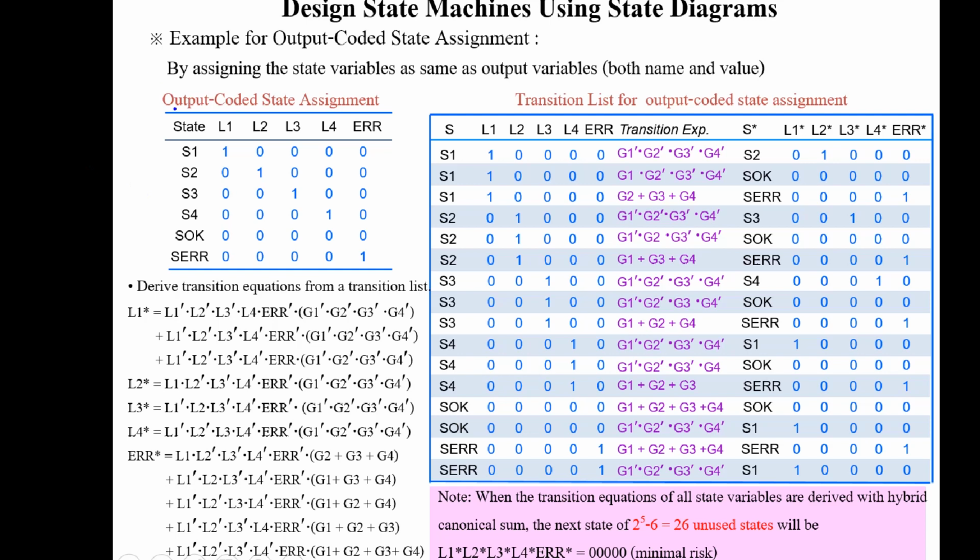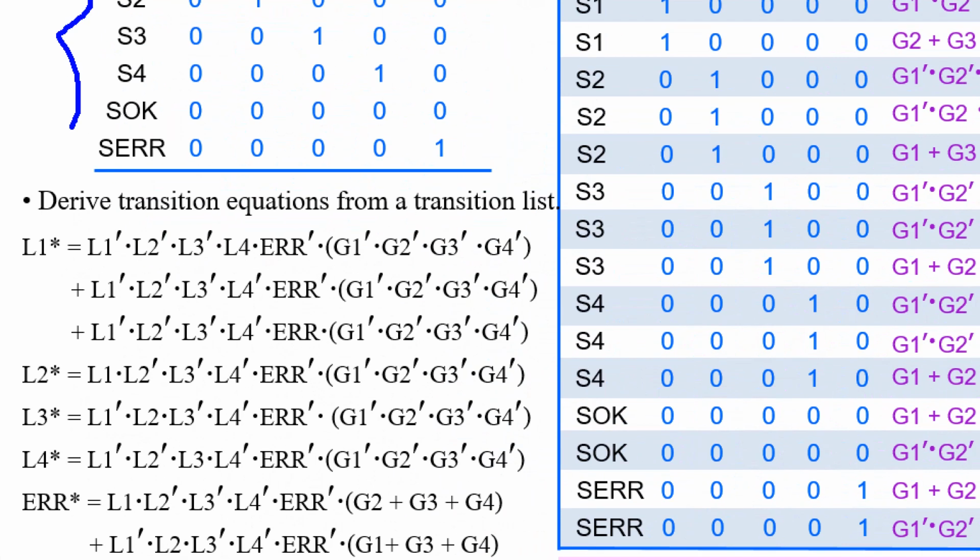How about the next state for each unused state? Now you use 5 bits to represent the state. 5 bits can have 32 different binary codes, but you use only 6. That means there are 26 unused states. The problem is, how about the next state of the unused states?